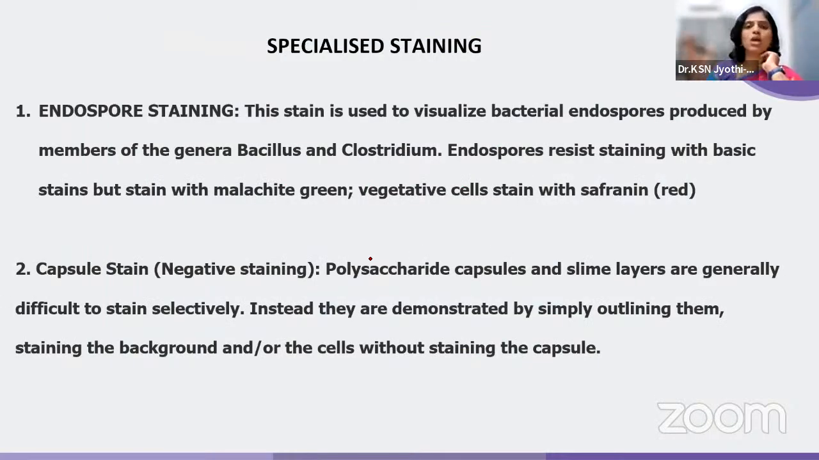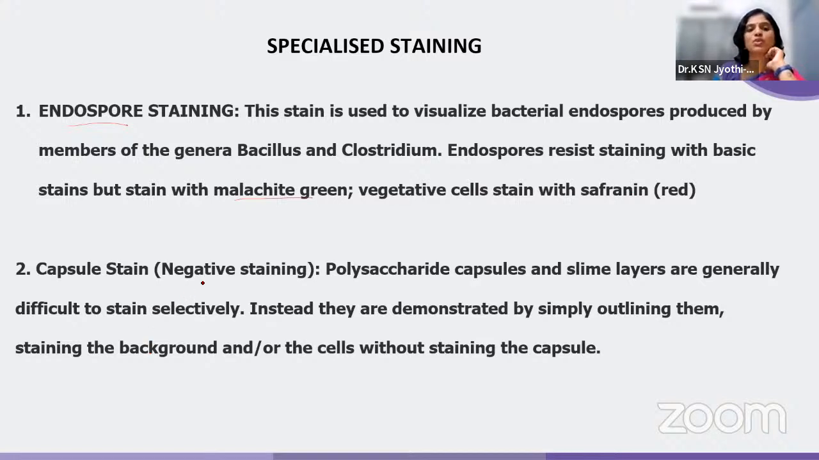Now, let's say we have ruled out what type of bacteria it is; we did the staining and observed. But sometimes, if certain bacteria have specialized features, like they're able to form endospores or they have flagellar-like structures, there are two other types of specialized staining techniques. Some prominent ones are endospore staining, where you can visualize the bacterial endospores in certain species like Bacillus or Clostridium. They resist staining with basic stains, but they stain very well with malachite green or safranin.